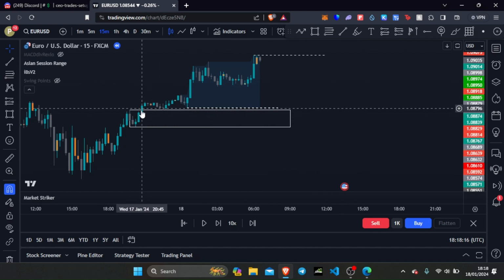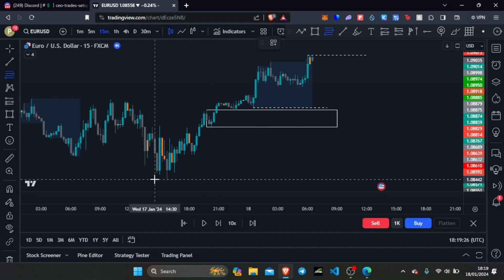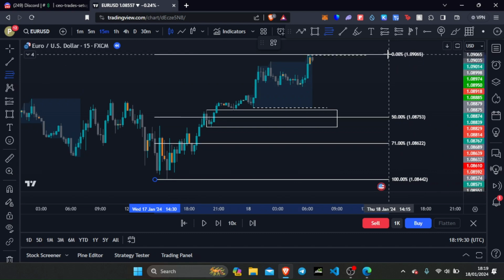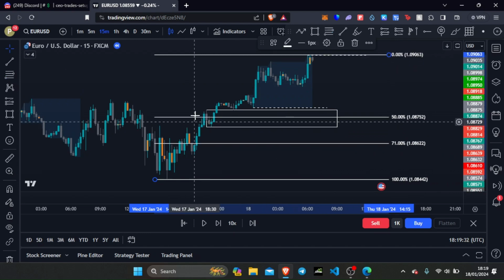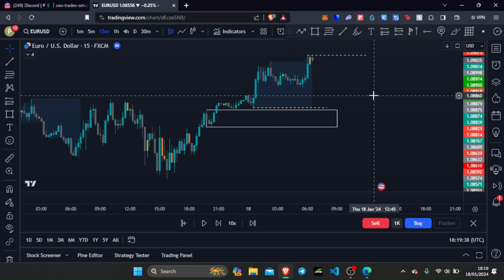Now, why did I mark out this area specifically? The reason I chose this area is because if we take a fib from the low to the high of this entire move, we can see that this range falls just below the 50%, meaning that it is in the discounted zone.